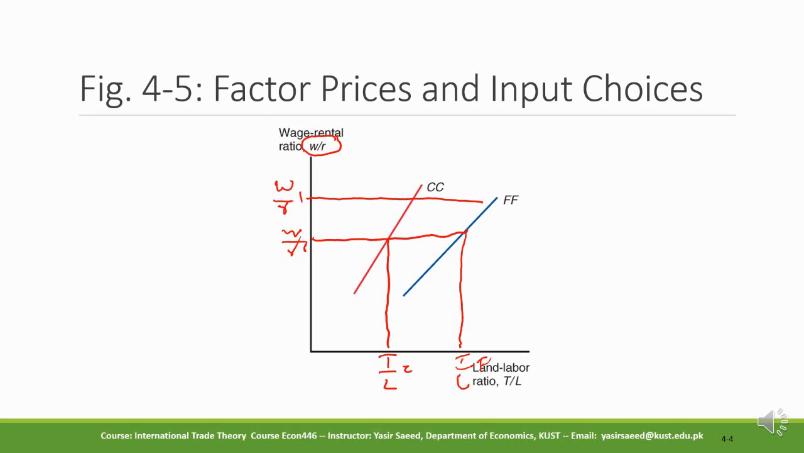When wages increase, labor becomes expensive. When labor becomes expensive, we use little of labor and more of land to produce a specific quantity. So you see here that the T by L ratio has increased. We are now using more land as compared to labor. So this is how we choose the amount of land to labor ratio.